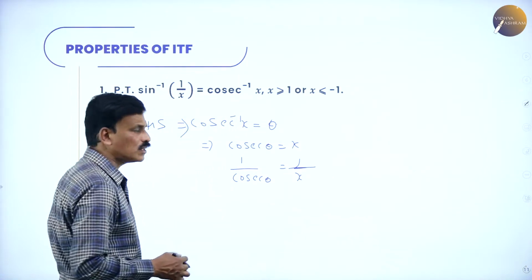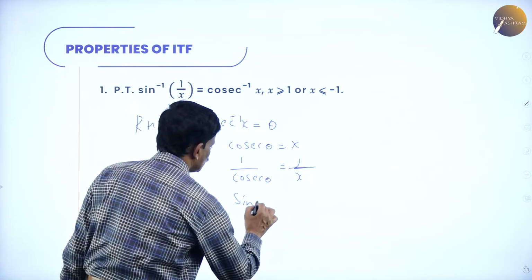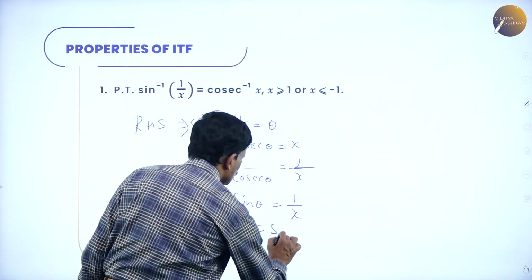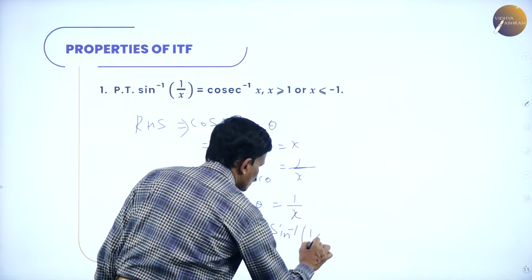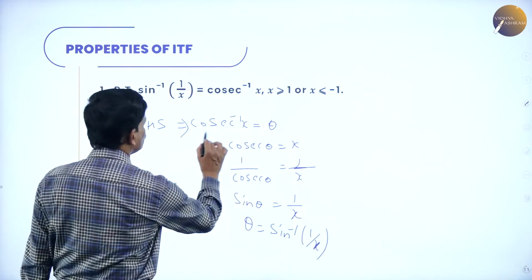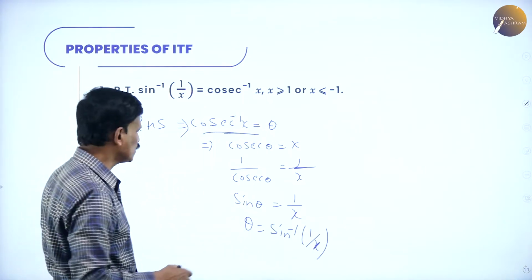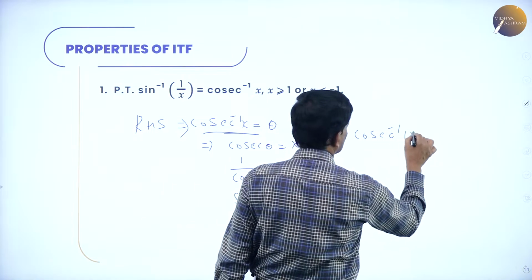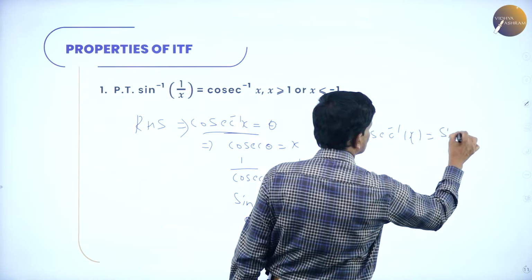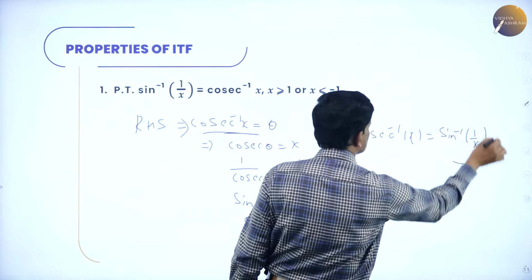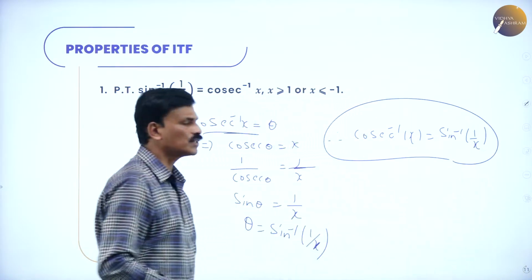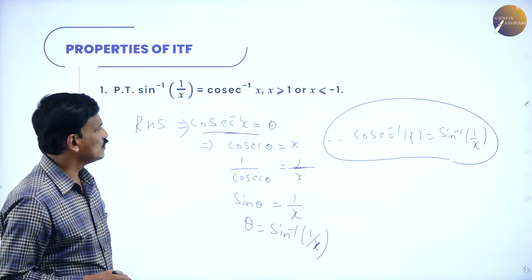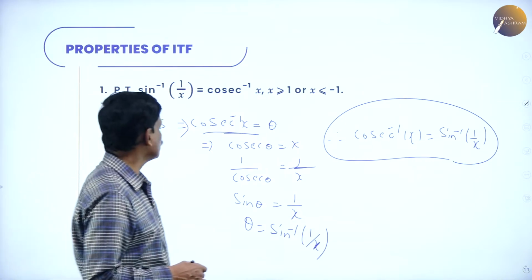Now, what is the reciprocal of 1 by cosecant theta? That is sine theta. Sine theta is equal to 1 over x. So, therefore, theta is equal to sine inverse of 1 over x. What is theta from LHS? Cosecant inverse x. So, therefore, you can say that cosecant inverse of x is also equal to sine inverse of 1 over x. This is the proof. Sine inverse of 1 over x is also equal to cosecant inverse of x.